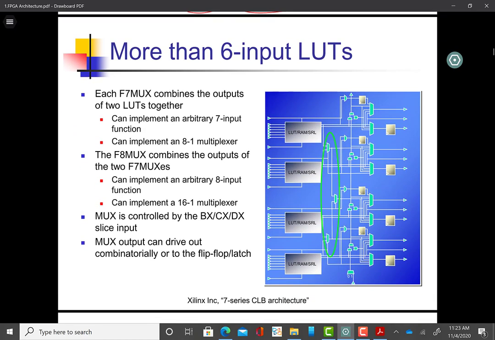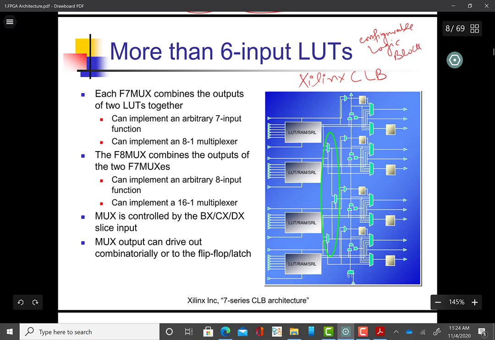What if you need more than 6 inputs? In case you need a 7 input LUT or an 8 input LUT. So this is the picture of a Xilinx CLB. CLB stands for configurable logic block. The FPGA has a large number of configurable logic blocks, and each configurable logic block contains lookup tables. So we have 4 lookup tables, 1, 2, 3 and 4, inside a configurable logic block. And then we have some other functionality here, which I will not discuss now but in the coming slides.